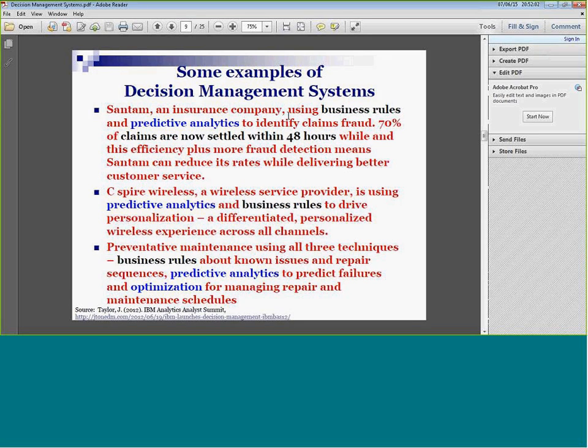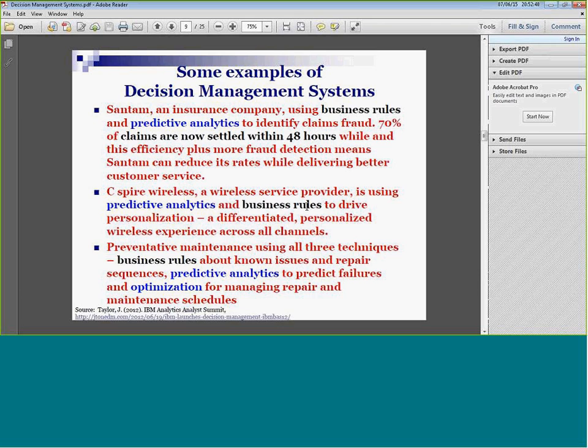Satam, an insurance company. I've never heard of them, but they're identifying claims fraud. Now, that's a big deal. 70% of claims are now settled within 48 hours. I know in Australia, for example, they settle most VA claims, the veterans equivalent of our VA, in a matter of hours, whereas here, being a retired Air Force, I'm familiar with some of that. It takes months to years to do that. Efficiency means fraud detection reduces its rates. Aha, you see the payoff? If you can do something with the rules, reduce your rates, you get more customers, don't you?